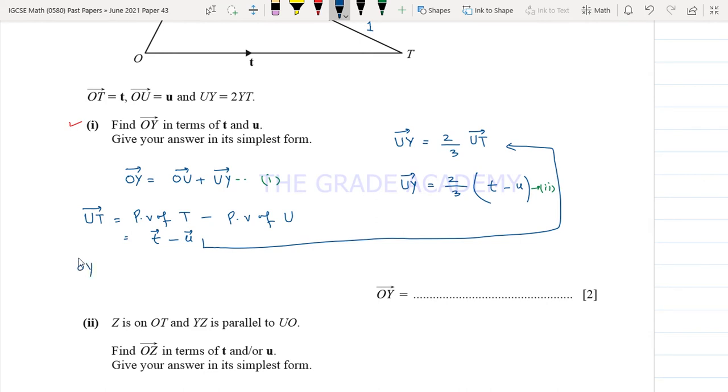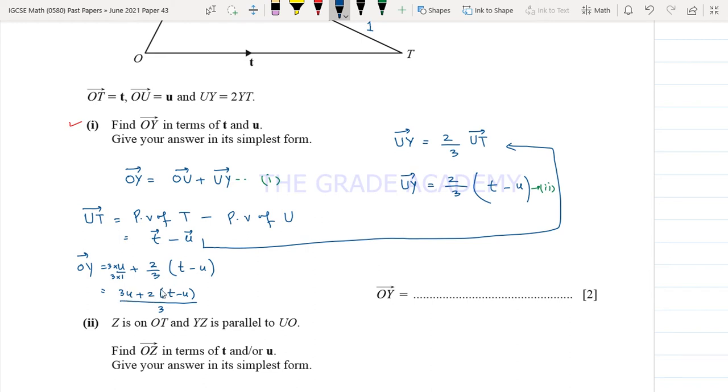So OY is equal to OU, which is U, plus UY, which is 2 by 3 of T minus U. And we have to write this in simplest form. So we can write it as, the denominator over here is 1, so we can write it as 3U plus 2 times T minus U whole divided by 3. So here we have made the denominator same by multiplying the first fraction by 3, both in numerator and denominator, or by taking the LCM.